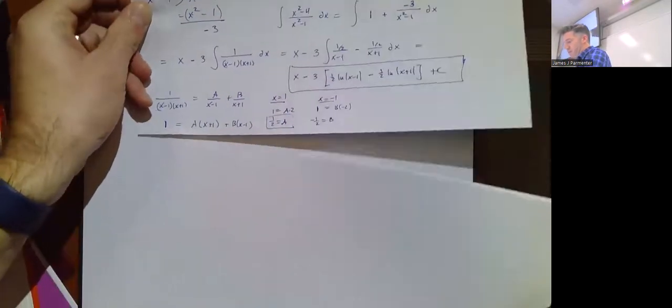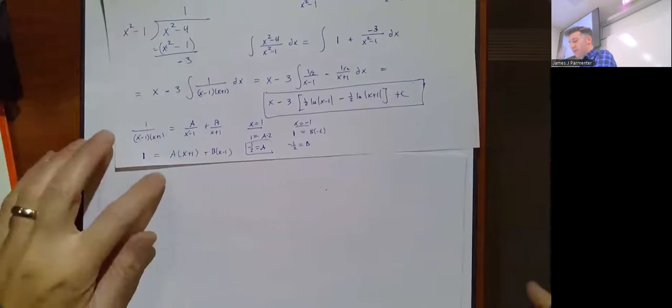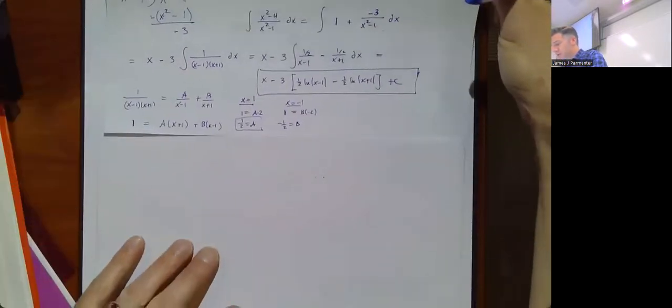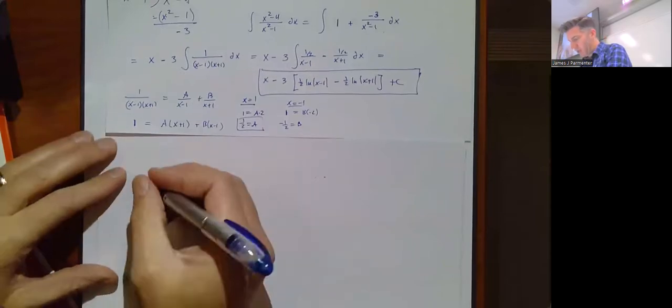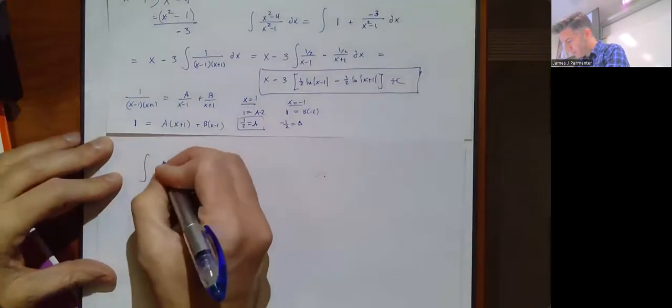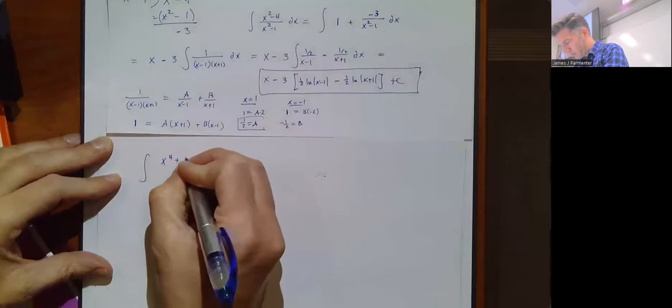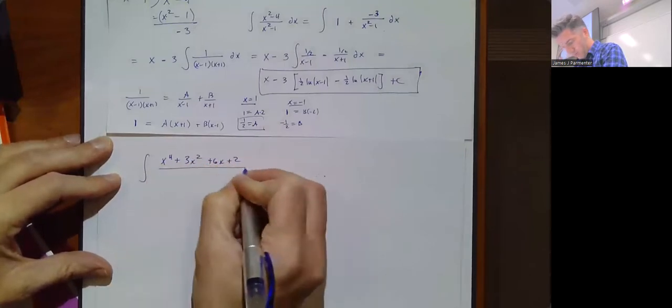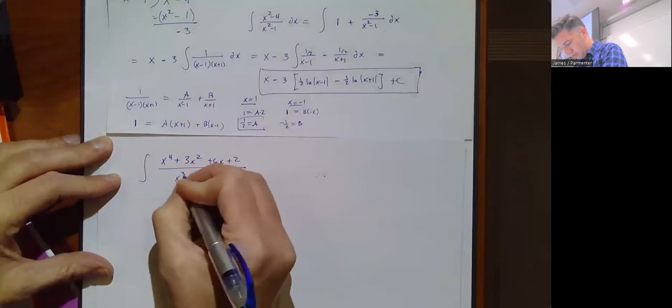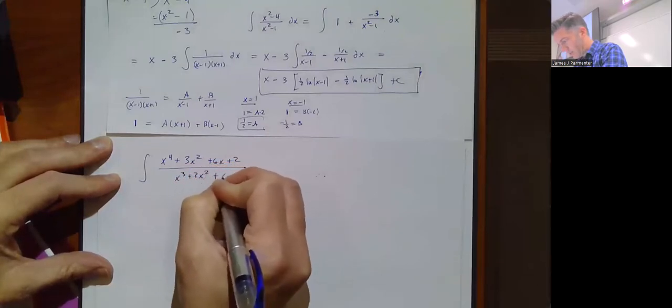Relatively easy. It's still not easy. It's just easier than what we're going to do. So let's look at this next one. Let's look at the integral of x to the 4th plus 3x squared plus 6x plus 2 over x cubed plus 2x squared plus x.